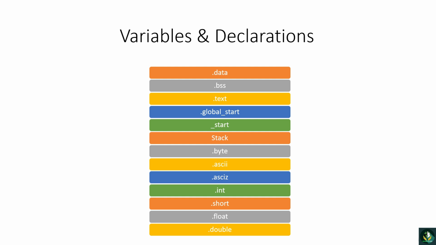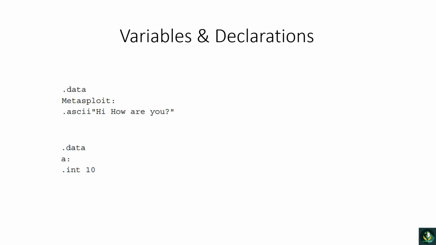Suppose we define a string variable called metaexploit with the value "hi how are you". How can we achieve this? Simply by writing some code in assembly language: .data, metaexploit, then .ascii "hi how are you". Then how can you define an integer? You can define an integer by .data, a, .int 10.